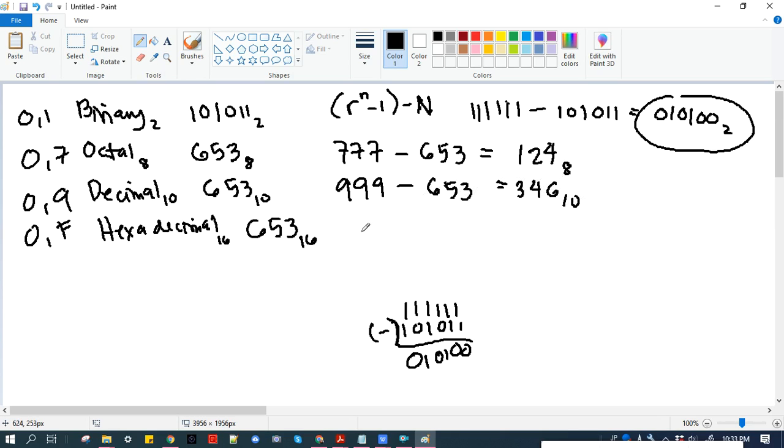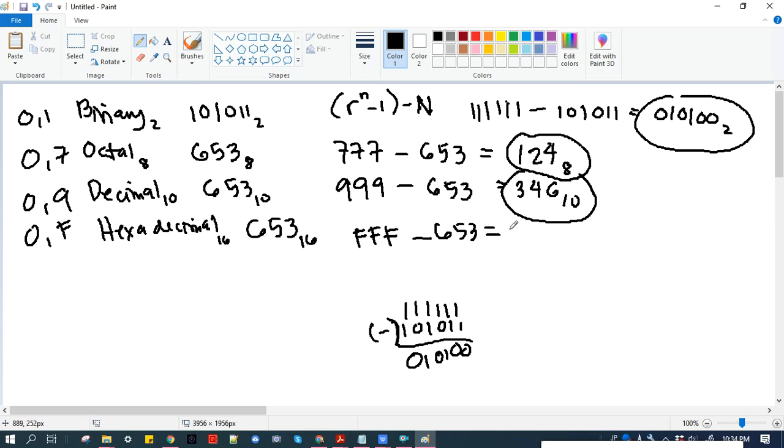This is the diminished radix complement of 653 in octal. This is the diminished radix complement of 653 base 10, which is in decimal. For the last one, we have 3 digits, so FFF minus 653 will be the result.